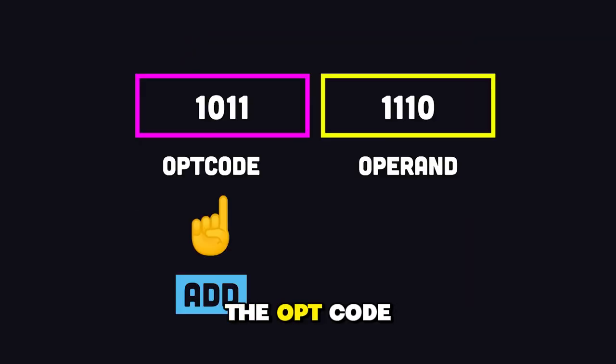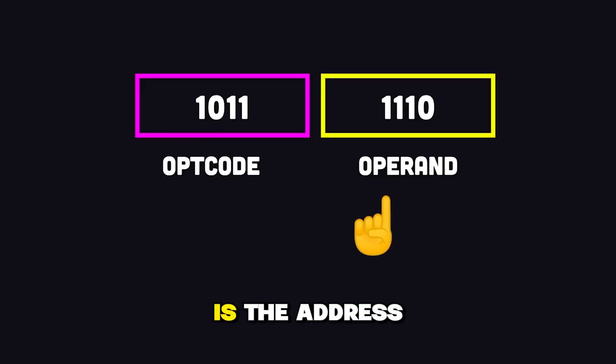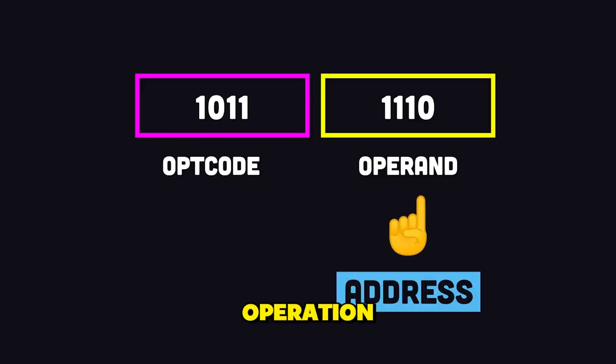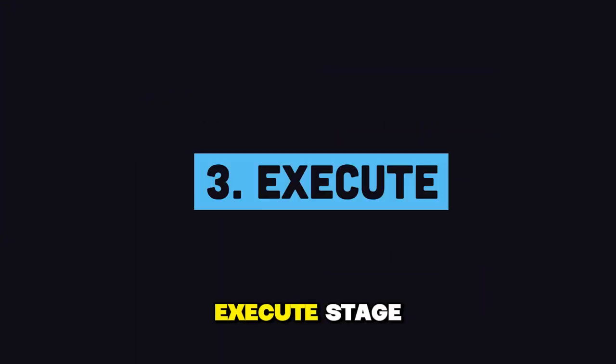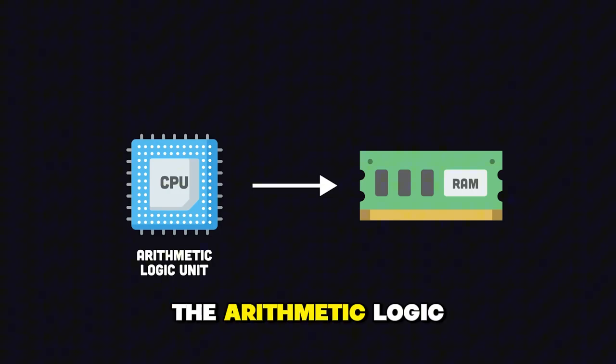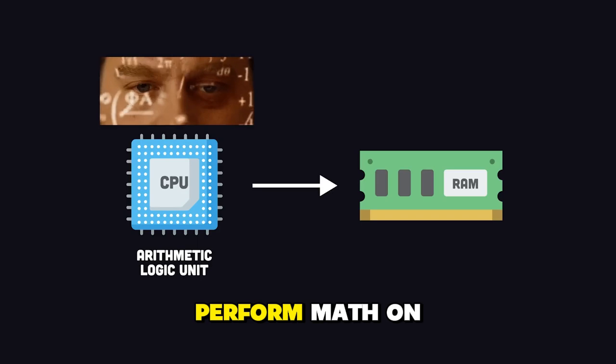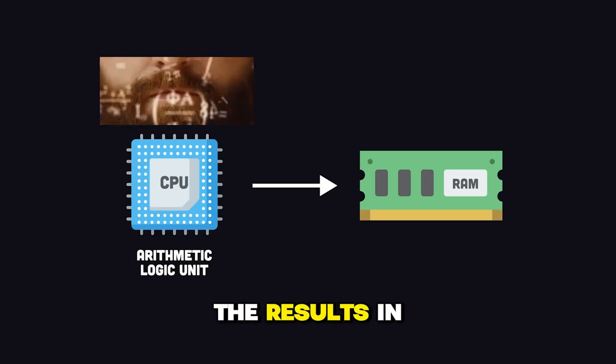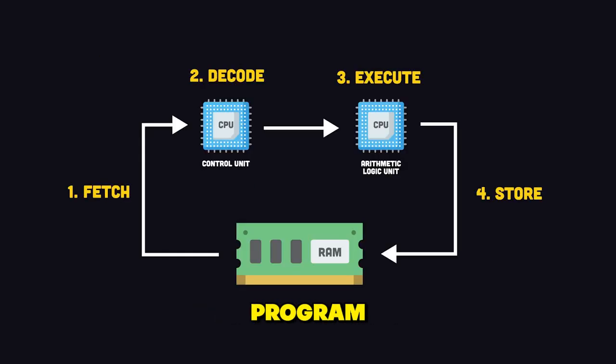Most importantly, the opcode contains the instruction, like add or subtract, and the operand is the address in memory to perform that operation on. The final execute stage takes the decoded information and passes it as electrical signals to the relevant parts of the CPU. The arithmetic logic unit, or ALU, can perform math on the data and then store the results in RAM to change the state of the program.